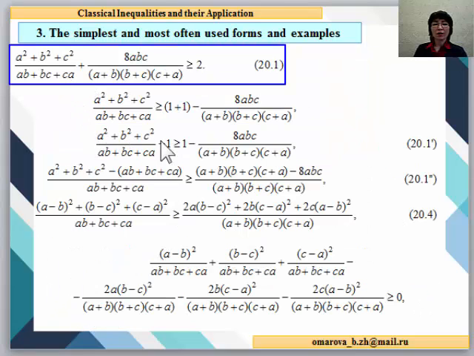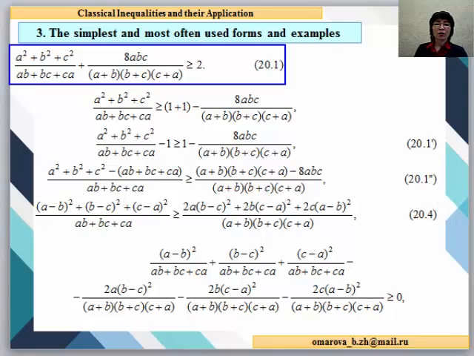Let's rewrite the given inequality in the following form. We move the second summand to the right hand side. Next, we rewrite 2 as 1 plus 1. Thus, we obtain the following inequality. Next, we move the 1 to the left hand side as a negative 1 and we obtain the inequality 20.1 prime. Next, we reduce the fractions to the same denominator. Then finally, we obtain the 20.1 second prime.